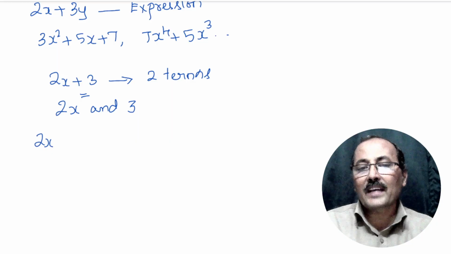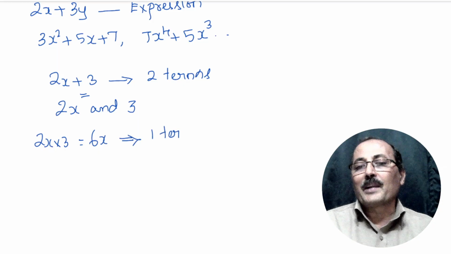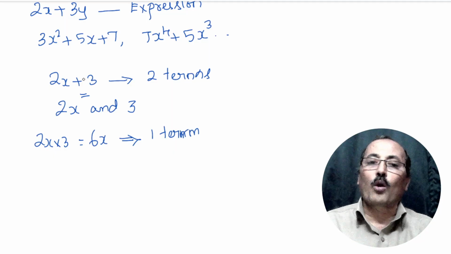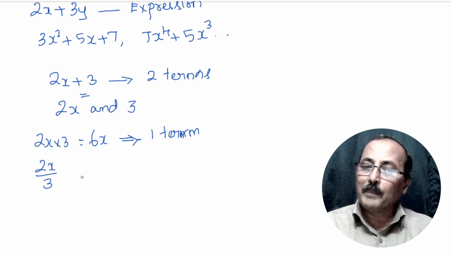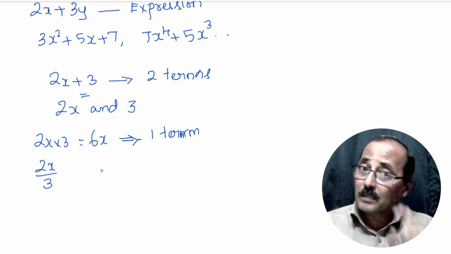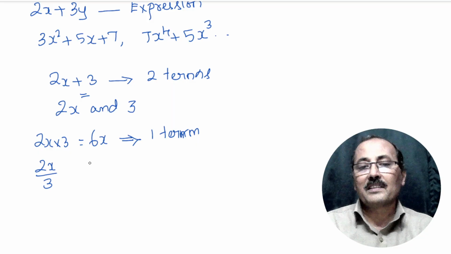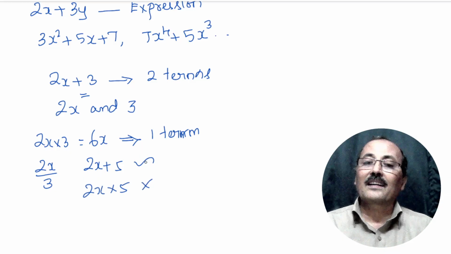Why? Because 2x into 3 will become 6x, but 6x is automatically a one-term algebraic expression. It becomes only one term, so it is not a product. Division is also one term only: 2x by 3 is one term only. So an algebraic expression can contain one term also, but 2x plus 3 plus 5 is okay, 2x into 5 is not okay. This is correct, this is incorrect, and this is correct.